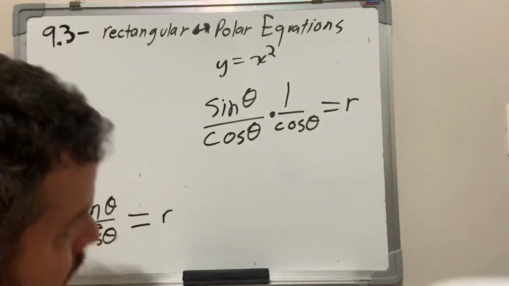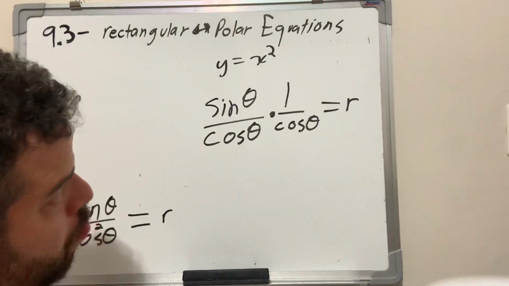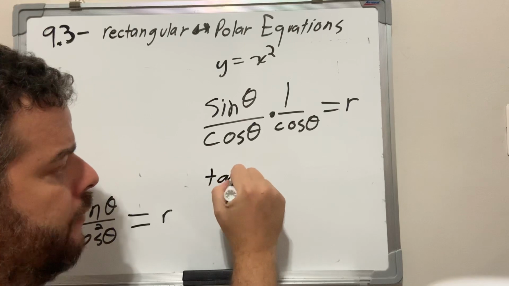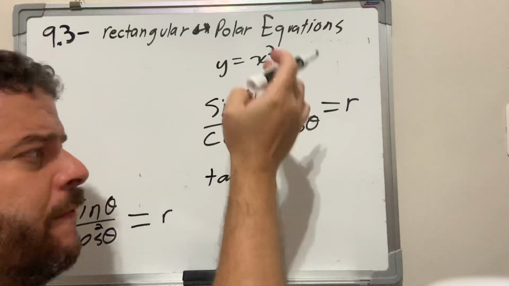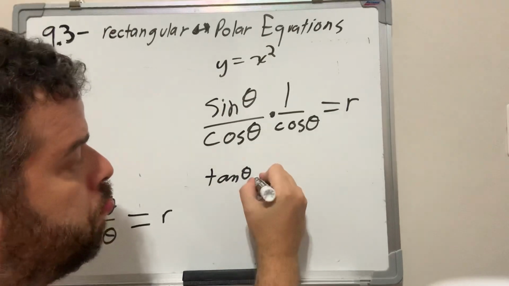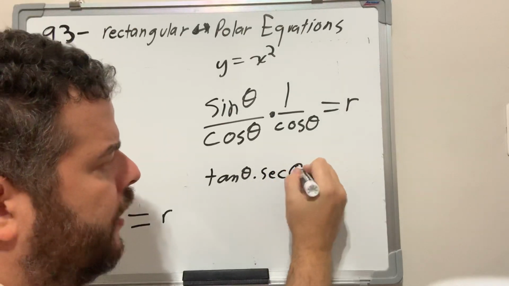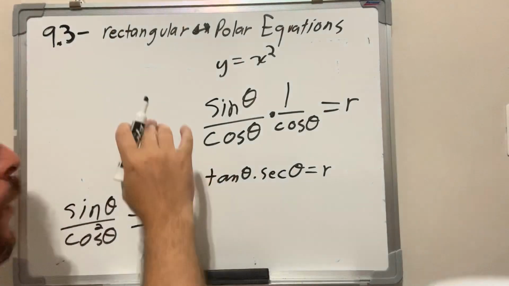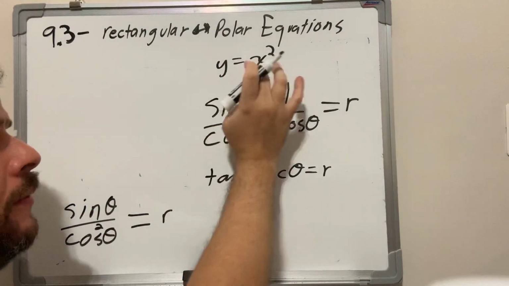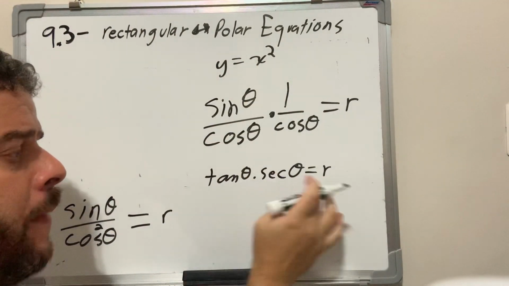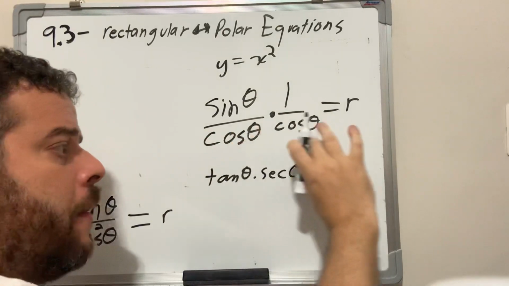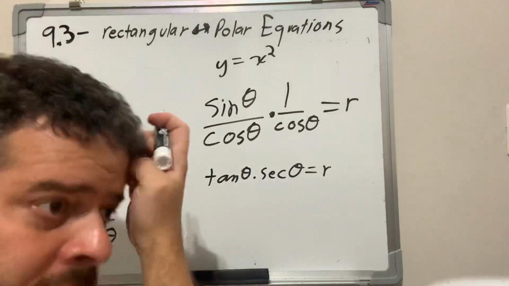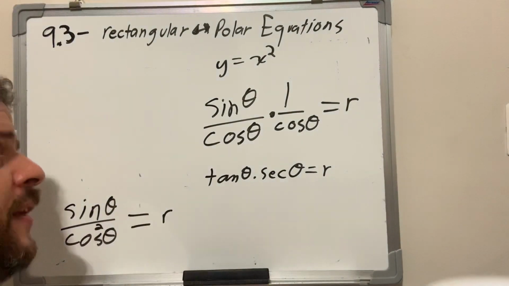Now, from what we've seen before, what is sine over cosine? Tangent theta. And what is the inverse of cosine? Secant theta equals r. And you're done. I went from a rectangular to a polar equation with my r's and thetas, and this polar equation represents a parabolic equation, the exact same thing. Again, it's always going to be the exact same process.